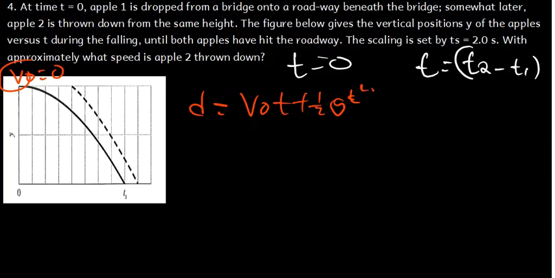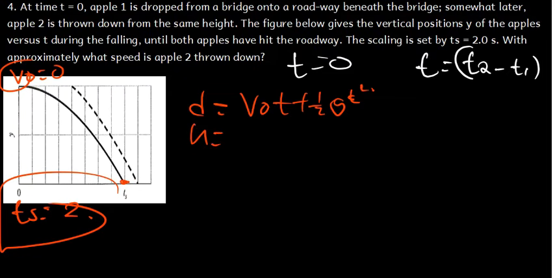Okay, now they are saying that when it was reaching down here, the t was equal to 2. So first let's come up with an equation for the first apple. For the first apple, we know that this d is going to be our h. It's the one we're trying to find.